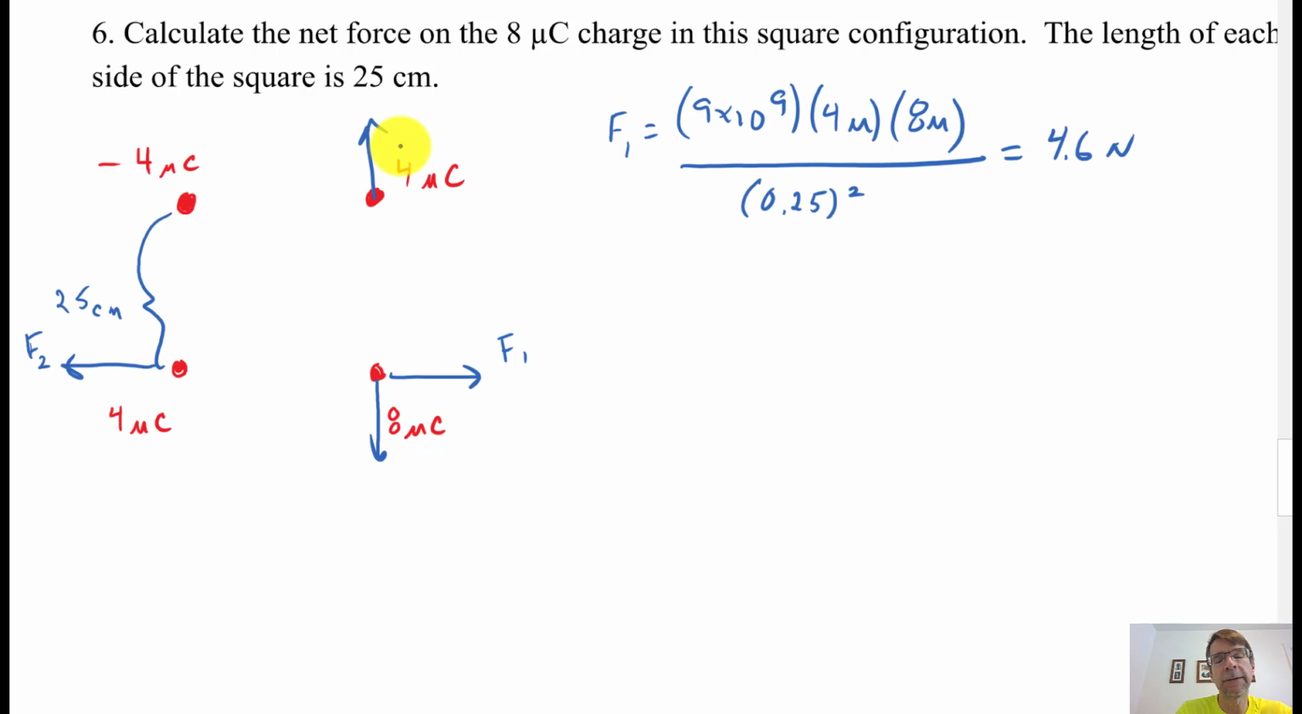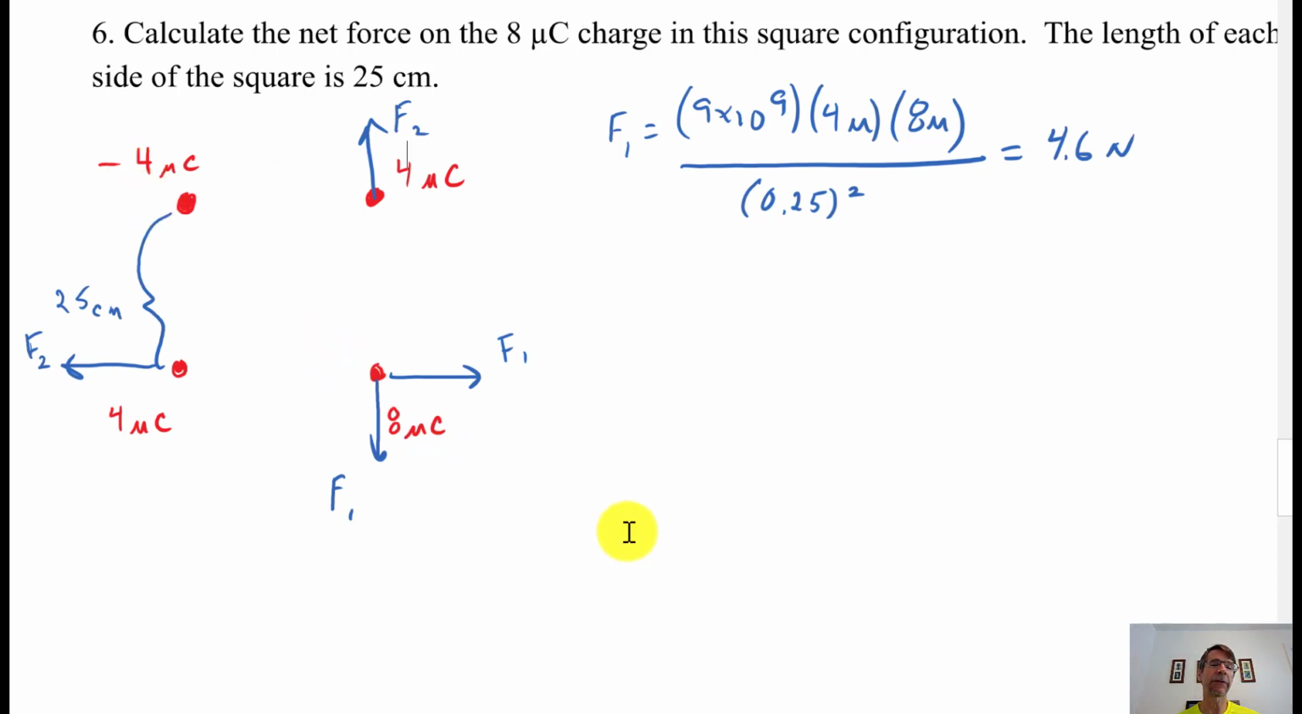I could call that F1 as well, or I could just call it F, but it's the same calculation, F1 and F2. I could call those all F1. They're all the same size. So both of those are 4.6 newtons. That's nice. There's some symmetry here, and there's some problems like that in the homework where you can skip some steps. And then we have the corner, the -4 and the 8.